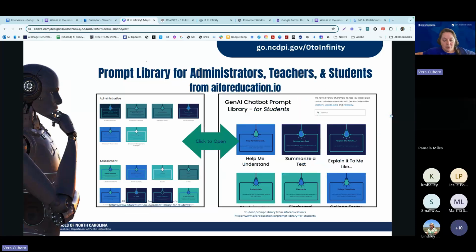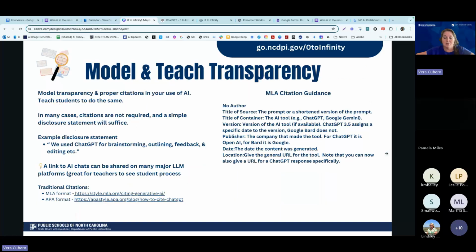I've also shared this because it's from AI for Education as well. They have quite a few student prompts, which is really good to help teachers start thinking through how students might use AI in ways that are not cheating, in ways that increase their critical thinking and as a tutor. So I would recommend exploring those student prompts because they do a really good job with that.